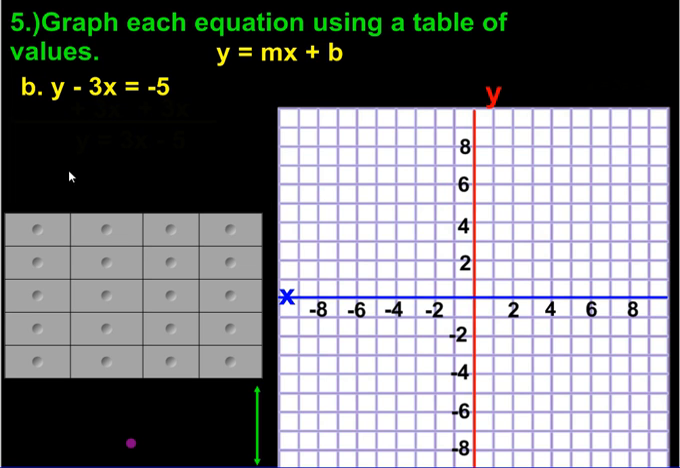Our last problem for today is number 5, and it says graph each equation using a table of values. So I've got my table of values over here, but looking at this equation, it's really not in the right format for me to be working with it yet. I want y equals mx plus b to be the format that I'm using. And right now, that means that this negative 3x is on the wrong side of the equal sign. I need to get it over to this side. And I can do that by adding 3x to both sides.